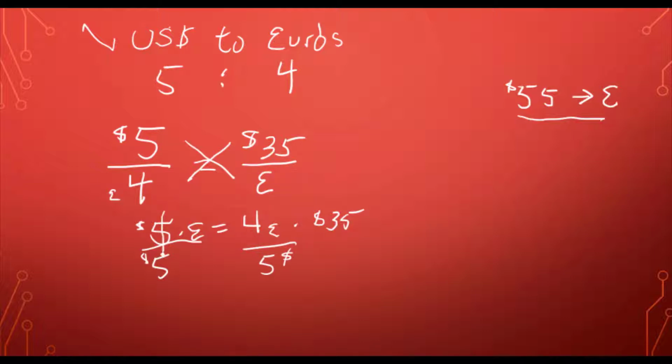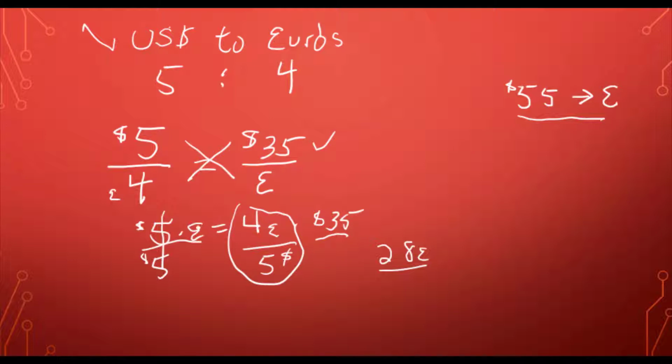And these cancel, of course. So I get euros equals 4/5 times the $35 that I'm trying to convert. So we can simply do this. 35 divided by 5 is 7. 7 times 4 is 28. So the answer is 28 euros, which isn't really that important, but that's what it is. So let's look at this one. It's the last one. Convert $55 into euros.